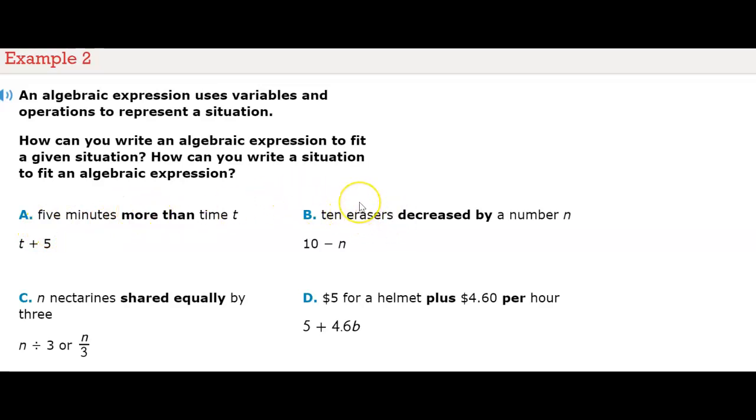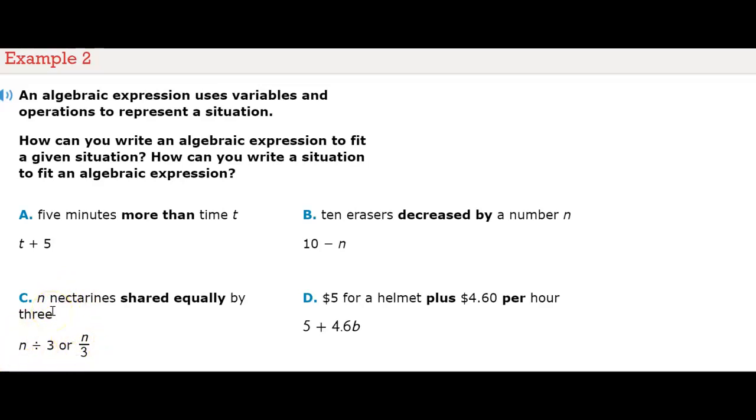For B, it says 10 erasers decreased by a number of 10. The 10 comes first, and then you take away however many of those erasers. C, the shared equally, we know as division. They have it written in two ways.